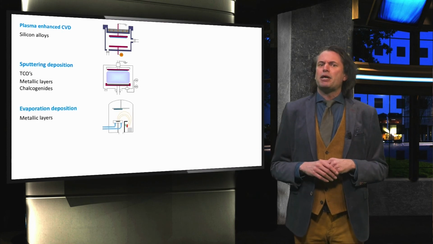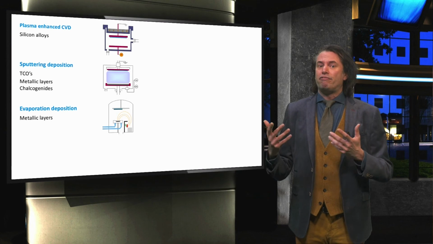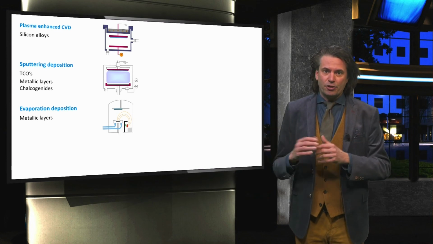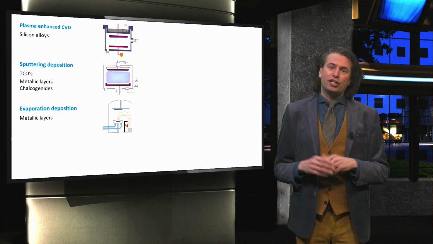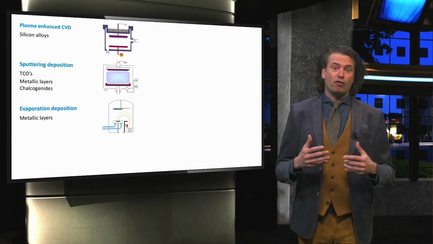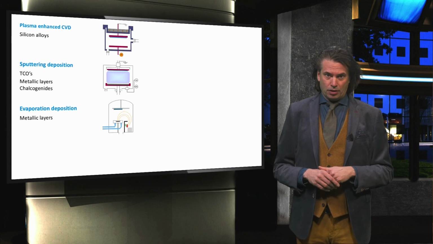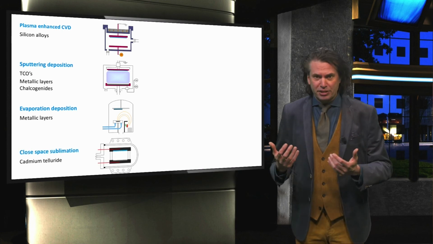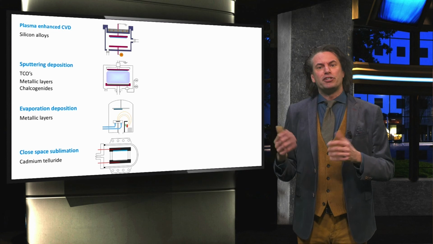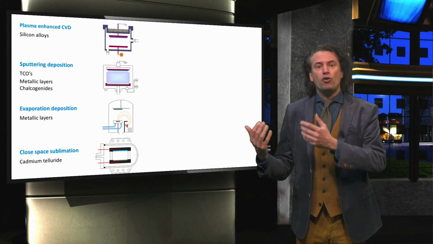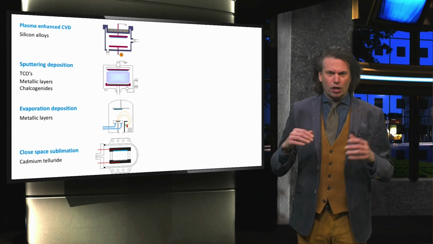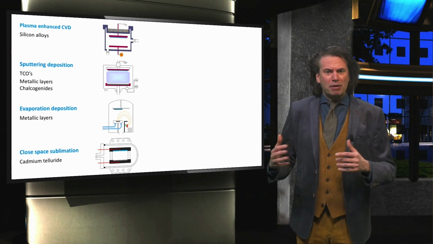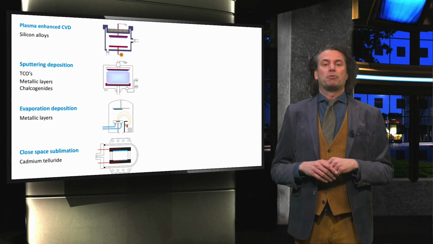During an evaporation deposition, the target material is evaporated through resistive heating or by electron beam evaporation. This type of deposition is used for the fabrication of metallic layers. Closed space sublimation involves thermal evaporation of a target material and a small temperature gradient between the target and the substrate to achieve deposition. Closed space sublimation is primarily used for the deposition of cadmium telluride.